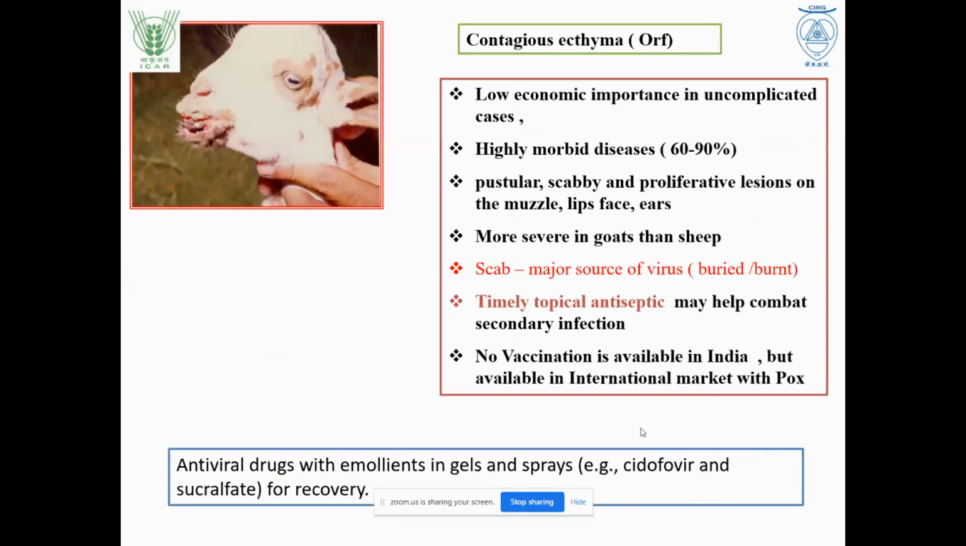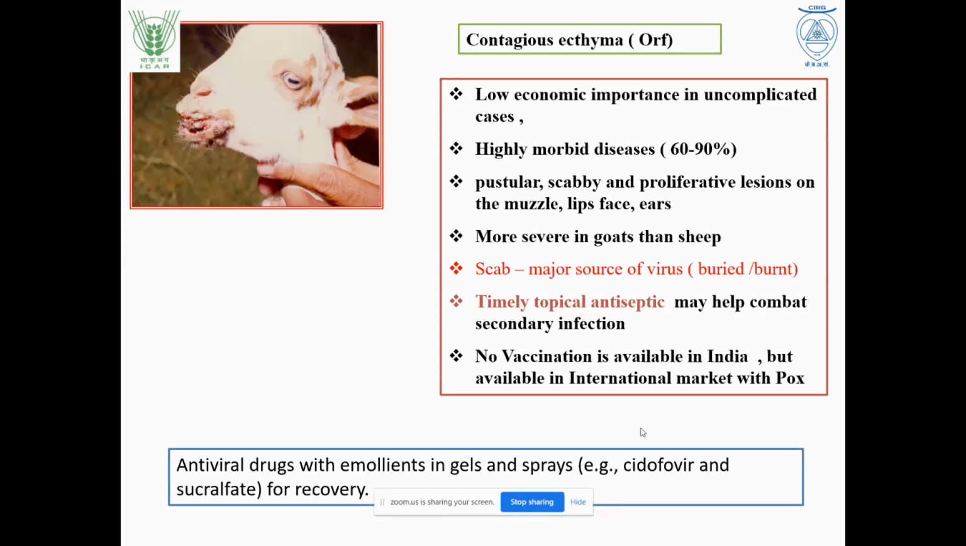Ecthyma is a viral disease, although not a very economic disease, but sometimes the case is complicated. The younger animals sometimes have a lot of pustular lesions on the lips, extending to the buccal cavity, and the young one becomes very frustrated. He is not able to suckle the dam, and there is inanition, and the animal may die also.